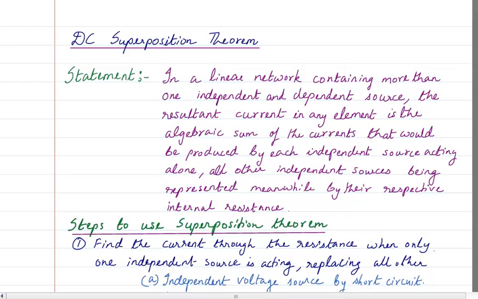Hello students. Next let us look into another very important theorem that is used in network theory, and that is the superposition theorem. The superposition theorem, as you can imagine, has something to do with superpositioning. Superpositioning means if you are having two quantities, then you add them up. You add the two quantities.